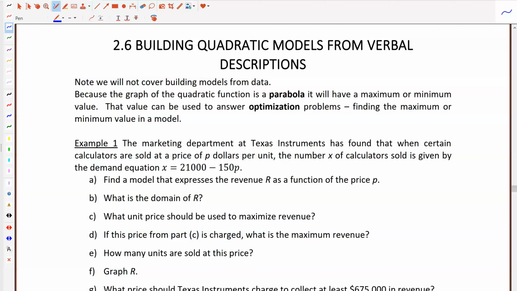And because of the shape of a parabola, it's either going to have a maximum or a minimum value that will occur at the vertex. Looking at the graph of quadratics, and specifically at this vertex, can help us answer questions that are referred to as optimization problems. Those are going to be finding that maximum or minimum value in the model.